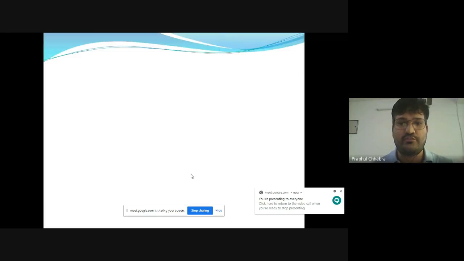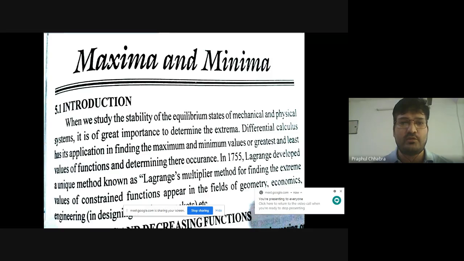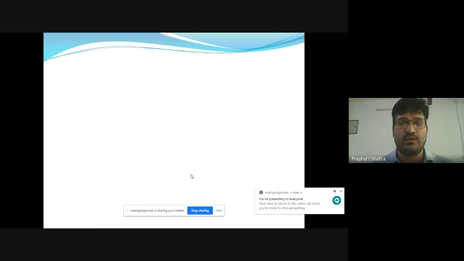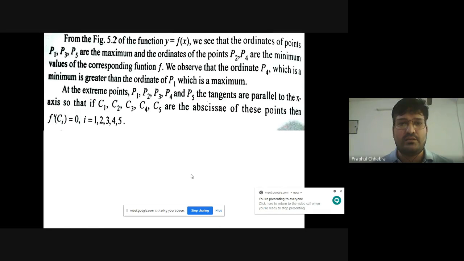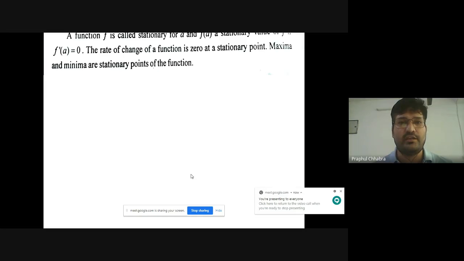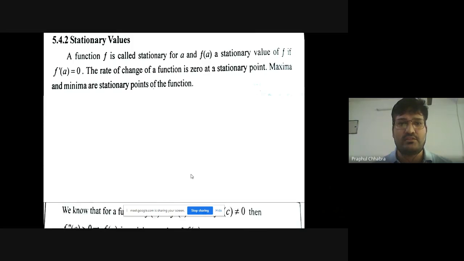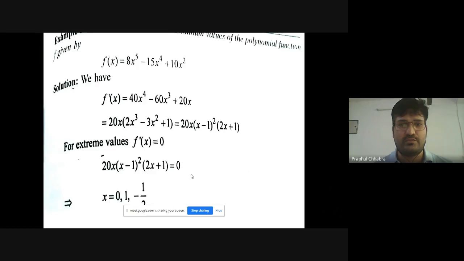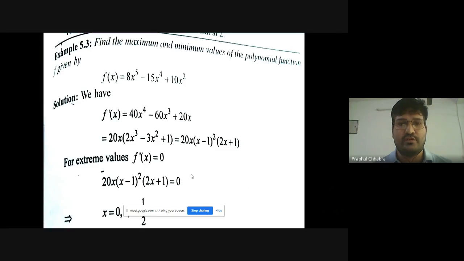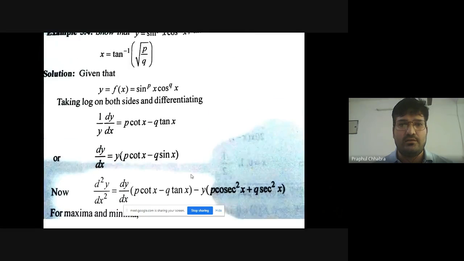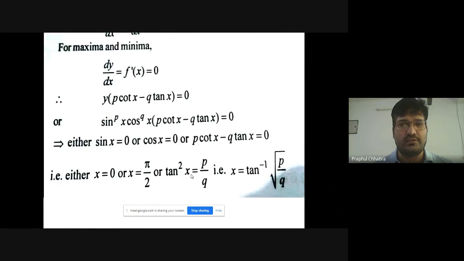In the last two videos of maxima and minima, we discussed the introduction of maxima and minima. What is global maxima, global minima, local minima, the necessary condition for finding the maxima and minima of any function, the sufficient condition for finding maxima and minima of any function, stationary values, and we have done two questions of maxima and minima as well. First was of a polynomial and second was of a trigonometric function. So these two questions we have done.